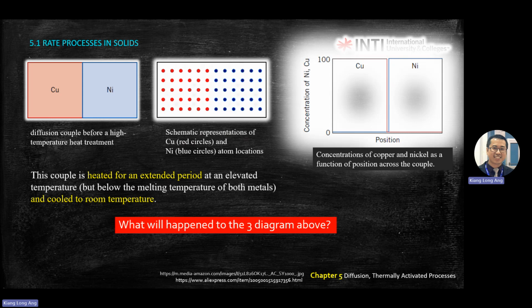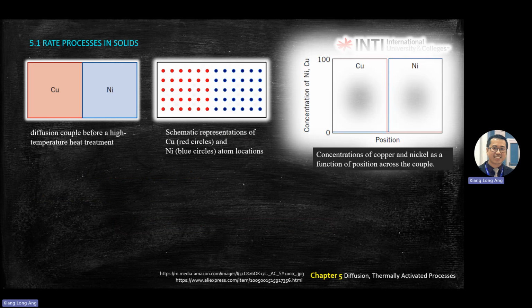What do you think will happen? If you heat up and cool it down, how do they move? The blue dots will move to the left, the red will move to the right. What happened to the concentration at the middle here? Okay, 100%, right? So how will it look? How do you draw it if you heat up and there's diffusion?